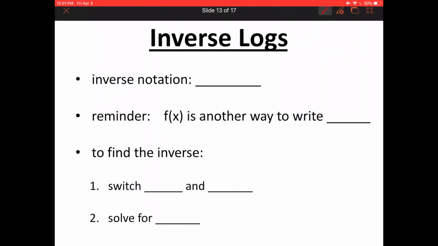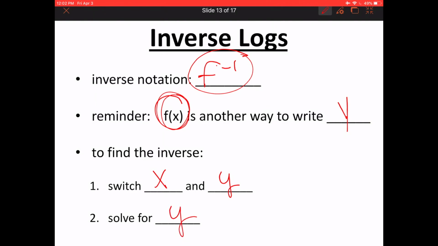Let's look at my next piece here, guys, which is going to be inverse logs, and this is really my last piece. We're just going to do the notes on it and then the example. Inverse notation is always going to be f to the negative 1. Keep that in mind, because sometimes in the directions, they won't tell you to find the inverse. They'll just say find f negative 1. So you need to know that's the inverse. Keep in mind f of x is just another way of writing the letter y. So to find the inverse, we switch x and y, and we solve for y.